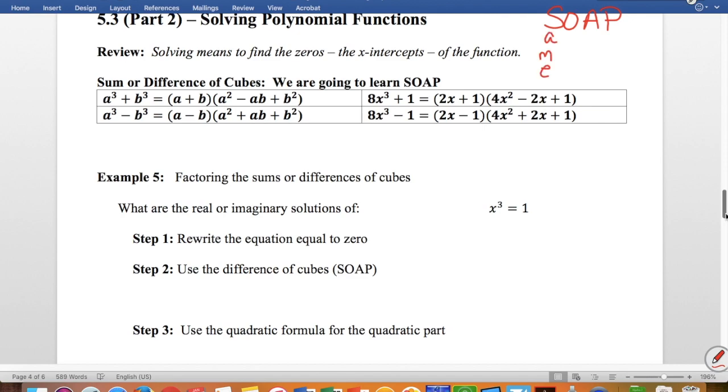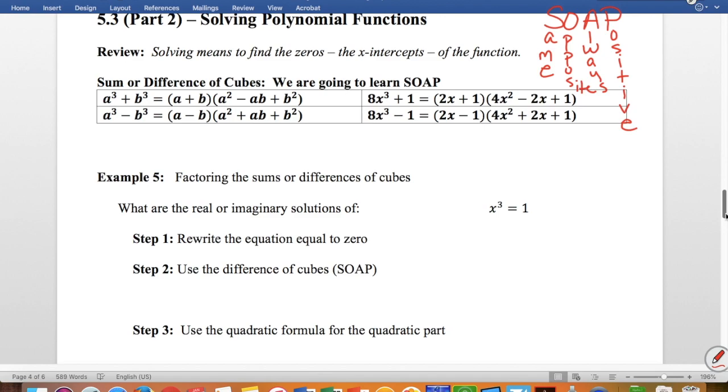Same, opposite, always, positive. Okay, and I'm going to show you how this is going to help you understand this very, very well.